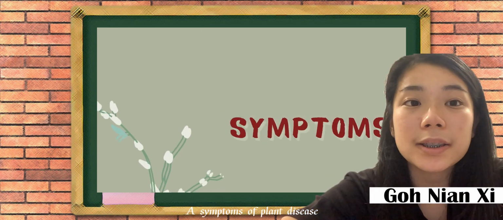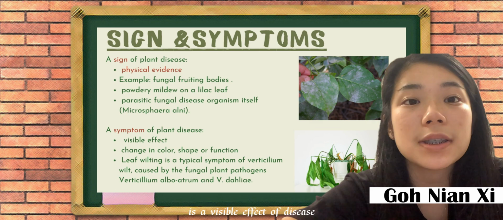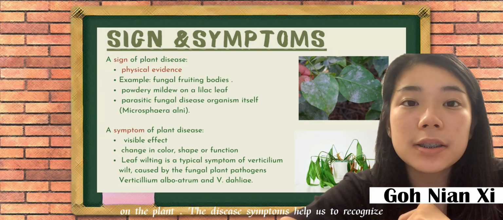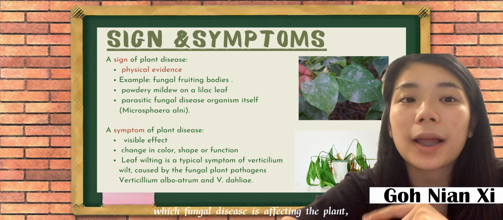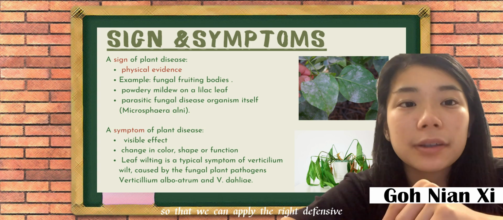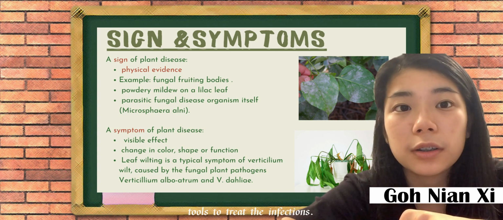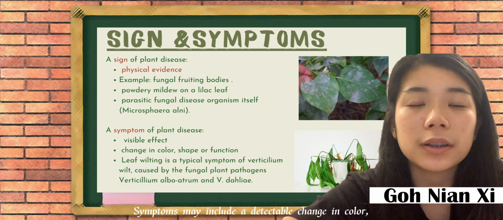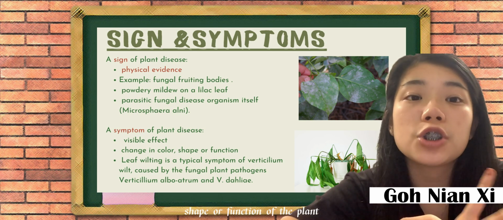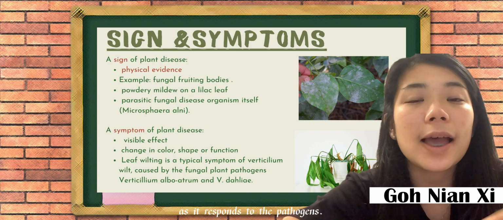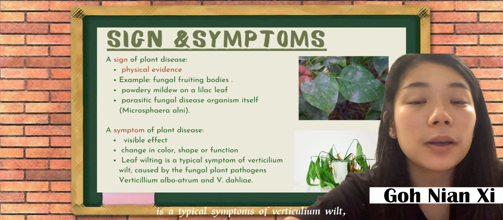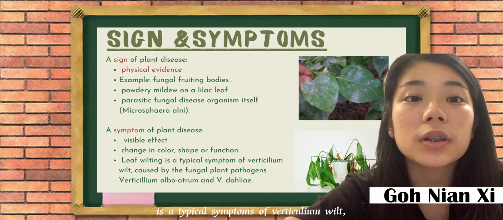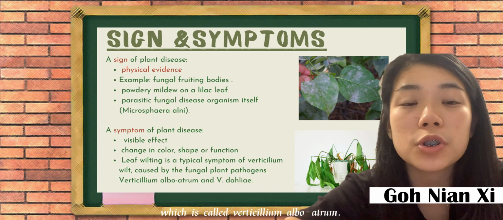A symptom of plant disease is a visible effect of disease on the plant. The disease symptoms help us to recognize which fungal disease is affecting the plant so that we can apply the right defensive tool to treat the infections. Symptoms may include a detectable change in color, shape, or function of the plant as it responds to the pathogens. Leaf wilting is a typical symptom of Verticillium wilt caused by the fungal plant pathogen called Verticillium albo-atrum.